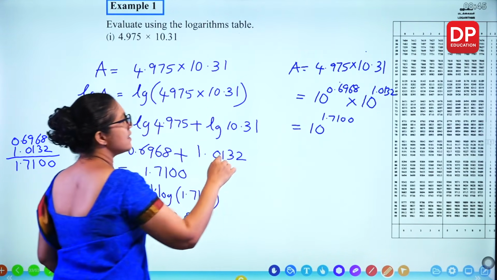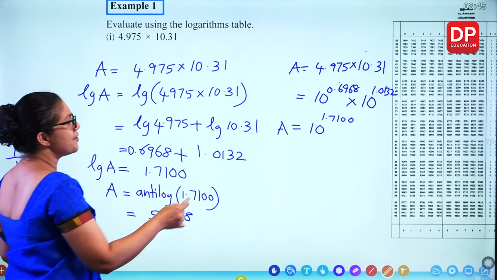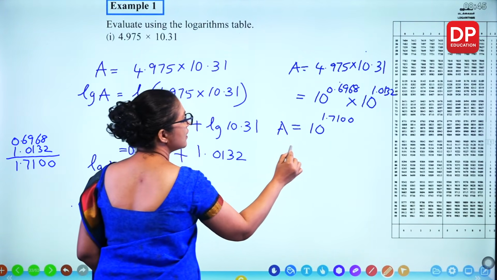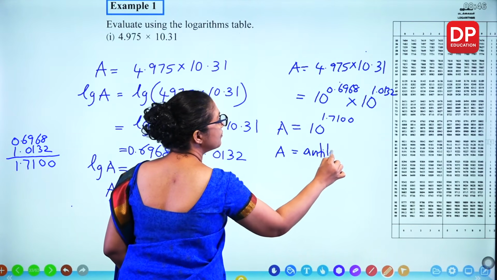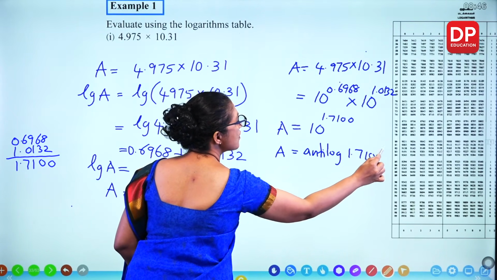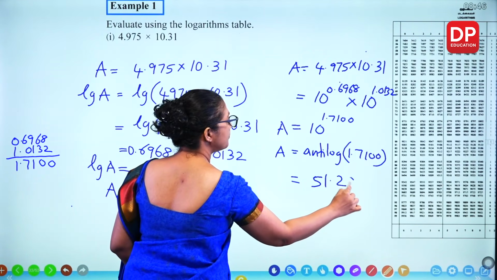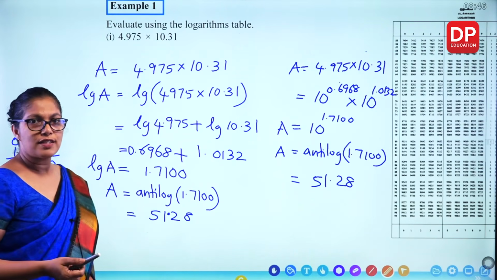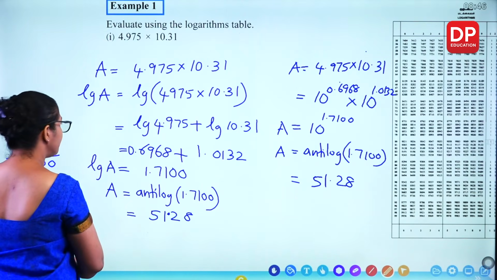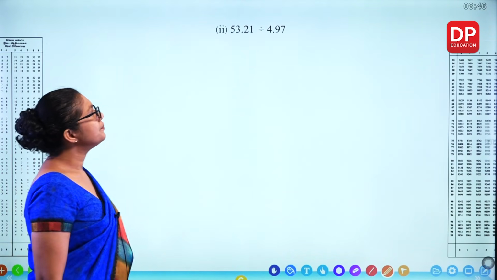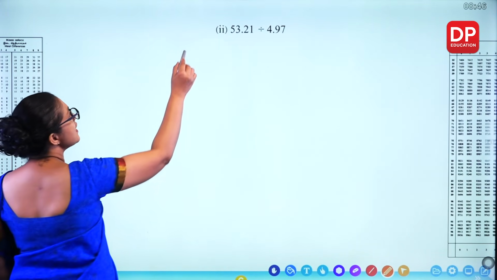0.7100. Then if this is A, how do we find out the value? You use the antilog. This is the same as the antilog of 1.7100. Then you refer to the table and get the antilog value. So you can use index notation as well as the log notation. We'll take this example: 53.21 divided by 4.97. We'll take this one as A.